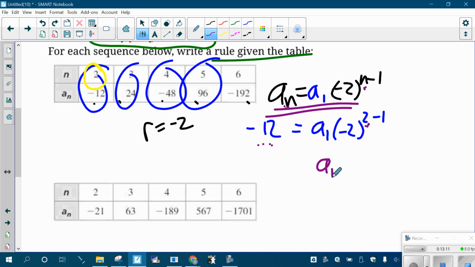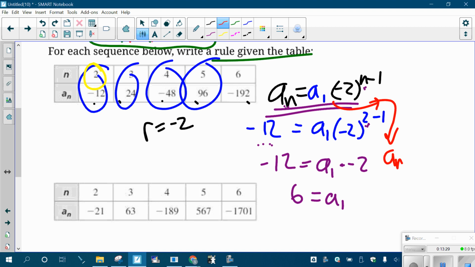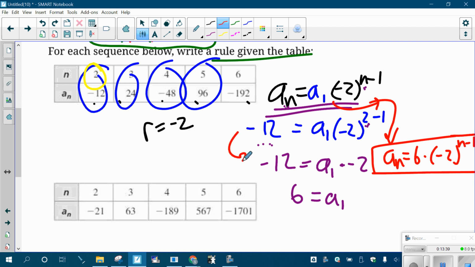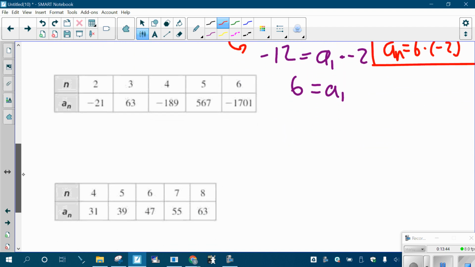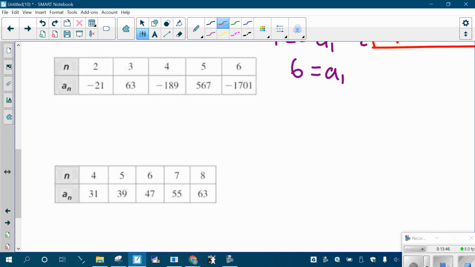What's 2 minus 1? It's 1. What's -2 to the first power? That's just -2. So I got a sub 1 times -2 equals -12. What's the first term? 6. So then I can grab this guy and say, the real formula should look like this. A sub n equals 6 times -2 to the n minus 1. Boom. Okay. I had to do that little side project to solve for the first term, but once I did that, just plug in the formula. You go ahead and pause and try these last two.